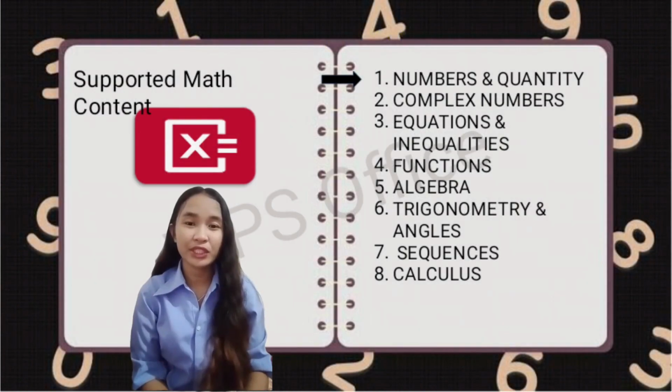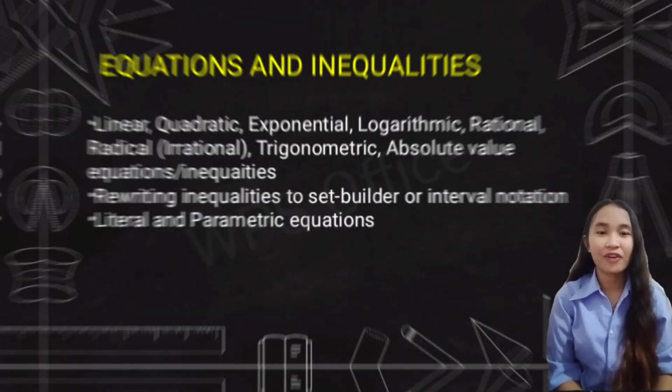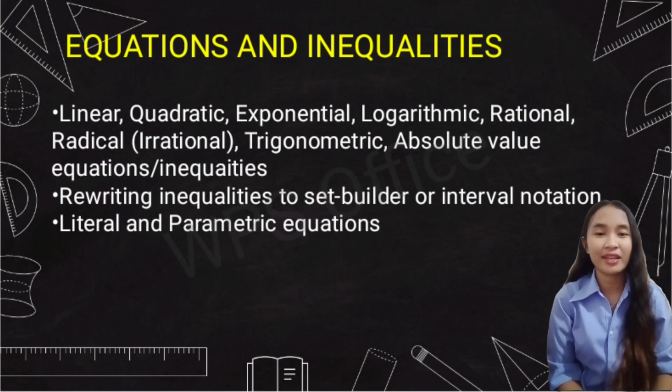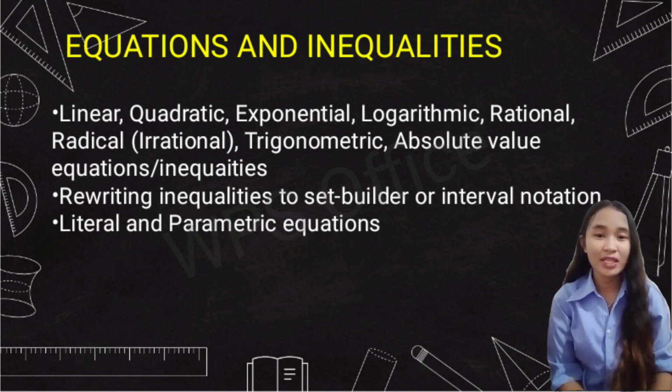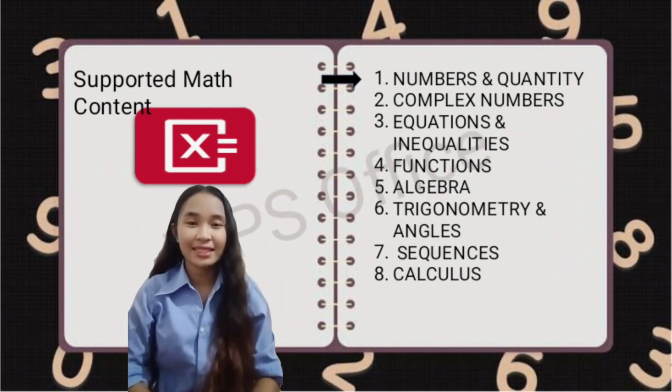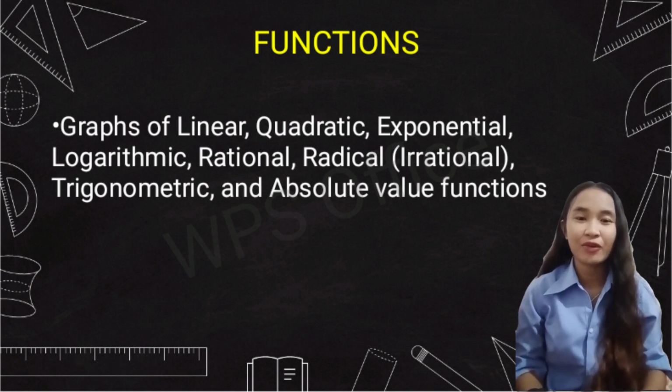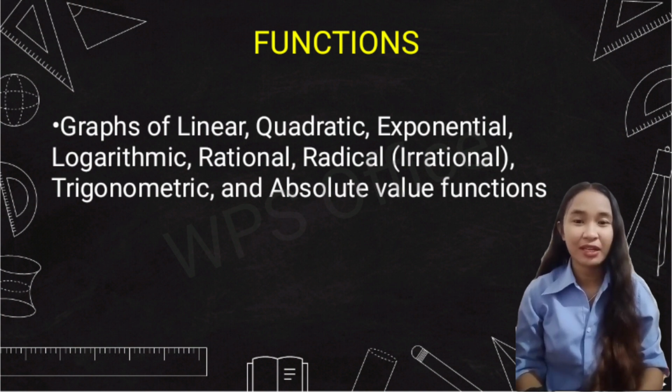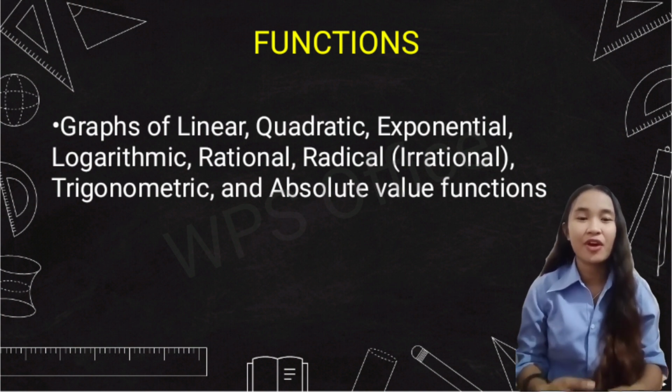Number 3 is equations and inequalities. Under this, Photomath can solve linear, quadratic, exponential, logarithmic, rational, radical or irrational, trigonometric, and absolute value equations, inequalities, writing inequalities in set-builder or interval notation, and literal and parametric equations. The next is functions. Under this, Photomath can solve graphs of linear, quadratic, exponential, logarithmic, rational, radical or irrational, trigonometric, and absolute value functions.